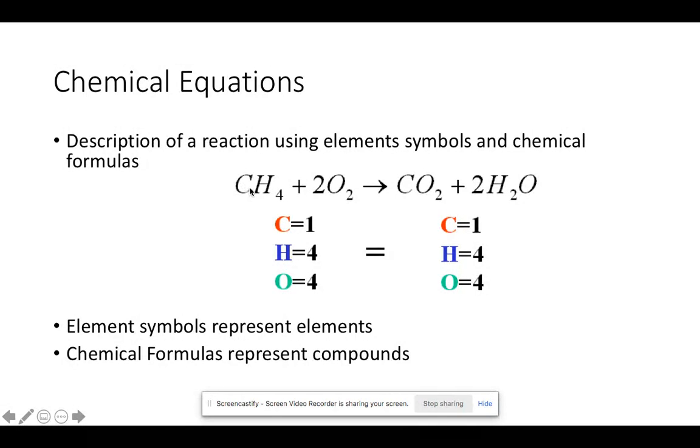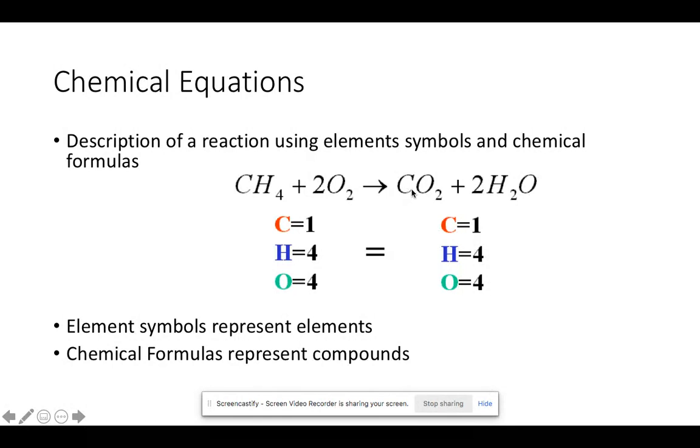So carbon, there is no number here. We know that automatically means there is 1. Hydrogen, there's a 4 after. So we know there are 4 hydrogens because that 4 is attached to the hydrogen. Here's where it gets a little tricky. Oxygen here has a 2 in front of it and a 2 after. So what that means is we have to multiply these two together. So 2 times 2 means that there are 4 oxygens here. So basically you have 2 molecules of 2 oxygens together.